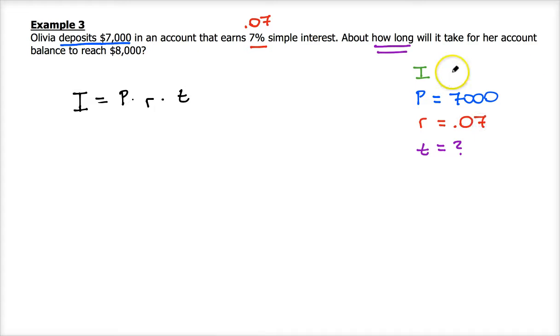The interest, you have to be careful here and think a little bit. The only other number in the problem is 8,000, but read that carefully. It says, about how long will it take for her account balance to reach $8,000? Well, she already has $7,000 in the account. So the interest that she gets is not 7,000, it's 8,000 minus the original amount, 7,000, and that is a difference of 1,000. So that's the interest. It's the principal plus the interest to get the new balance. So the interest is actually 1,000.